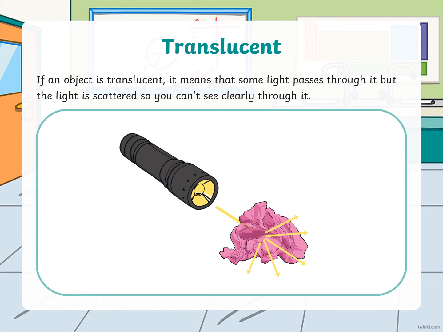Translucent. Now, if an object is translucent, it means that some light passes through it, but the light is scattered so you can't see clearly. So things like coloured glasses, we have a lot of coloured paper that's slightly see-through, not like tissue paper, but almost like crepe paper. And that is translucent. So it's not fully transparent, you can't fully see through it, but it doesn't block all the light either.